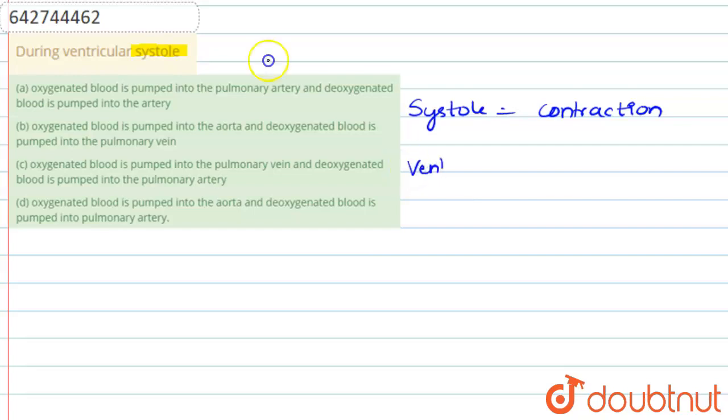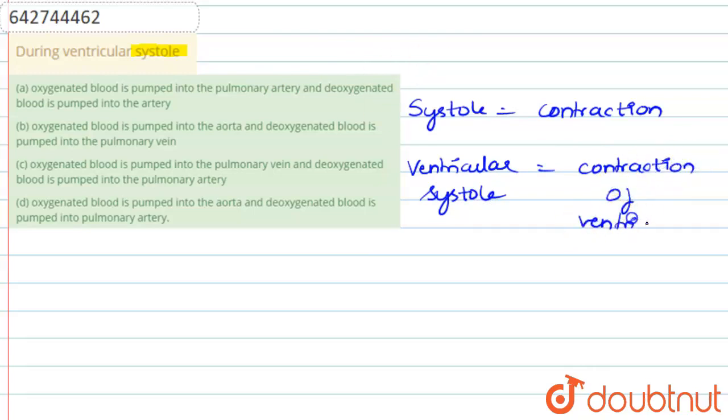So what do we mean by ventricular systole? Ventricular systole means the contraction of the ventricles. We know that the heart is internally divided into 4 chambers, the upper 2 auricles and the lower 2 ventricles. When the ventricles contract, it is known as ventricular systole. Now the question over here is, what happens during ventricular systole? So let us try to understand what happens during the ventricular systole.